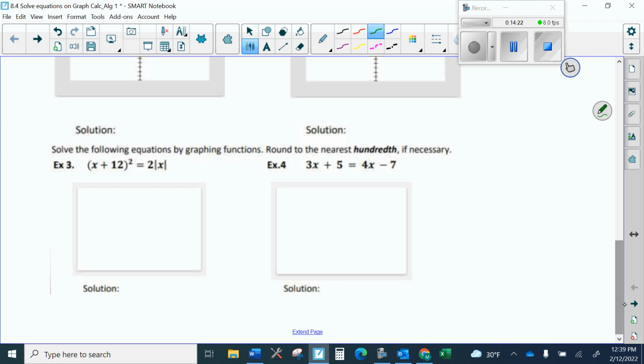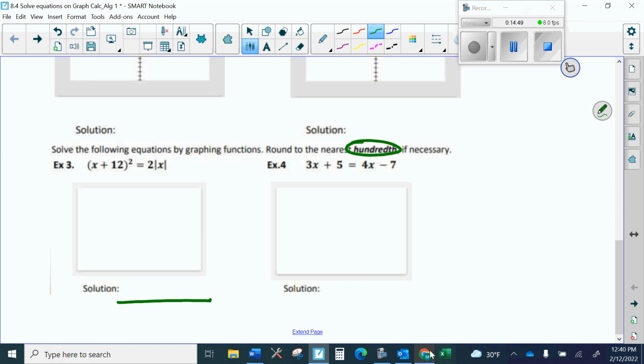Okay, so let's do one more as an example. We've already done example 4 above. Okay, and then we'll actually write in the general graph right there in that box. But ultimately, what I'm caring about is the solution. In this case, rounded to the nearest hundredth. Okay, so x plus 12 quantity squared equals 2 absolute value of x.